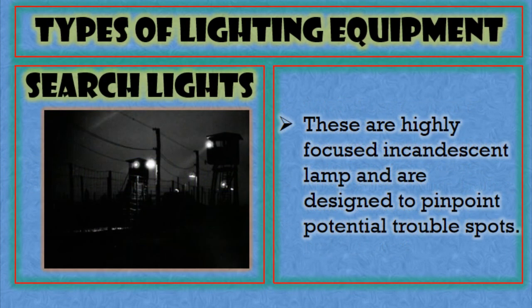So those are usually installed doon sa mga prisons natin din. Okay, in searchlights, they are movable. Okay, so yan po yung tinatawag natin na searchlights. They can be moved also. Okay, and it was mentioned there, these are highly focused incandescent lamps and are designed to pinpoint potential trouble spots, as you can see in the picture. So, pwede nilang itutok yan kung saan nila gustong tignan or i-check kung ano yung nandoon sa lugar na yan. Okay, or doon sa spot na yan.